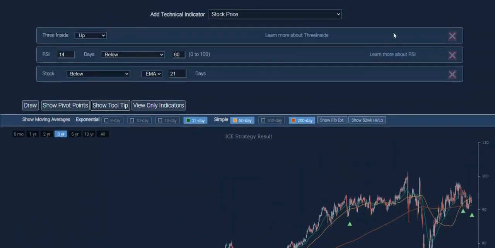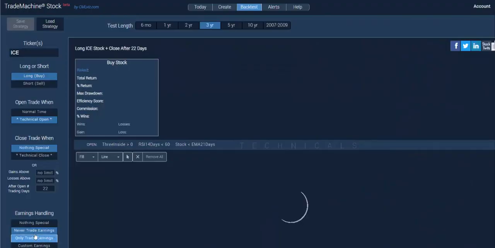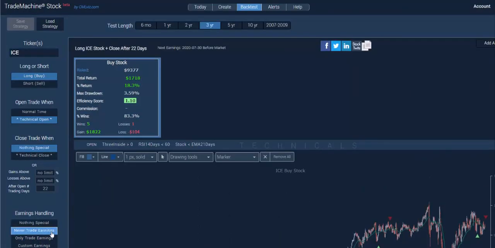Let's go ahead and backtest this and turn this into a full-fledged strategy. We click Test Trigger. We will never trade earnings. Because we're avoiding earnings, we're missing one of the triggers, which is intentional. And now we have a 22 trading day holding period where we see 5 wins, 1 loss, and an efficiency score now at 1.1 when we avoid earnings.